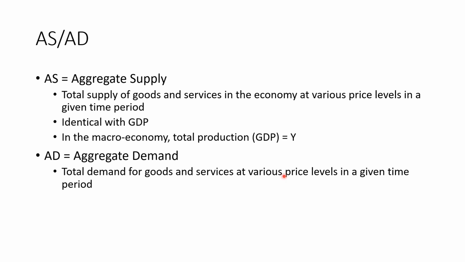Aggregate supply, simply put, is the total supply of goods and services in the economy at various price levels in a given time period. It is identical with the gross domestic product. Now, we want to rest on this point here for a minute. When we talk of total production, the gross domestic product, which we just talked about during the business cycle and economic growth, we indicate that with Y, and I will do that throughout this PowerPoint and hereafter. One thing that is important to remember, and I will emphasize it again.